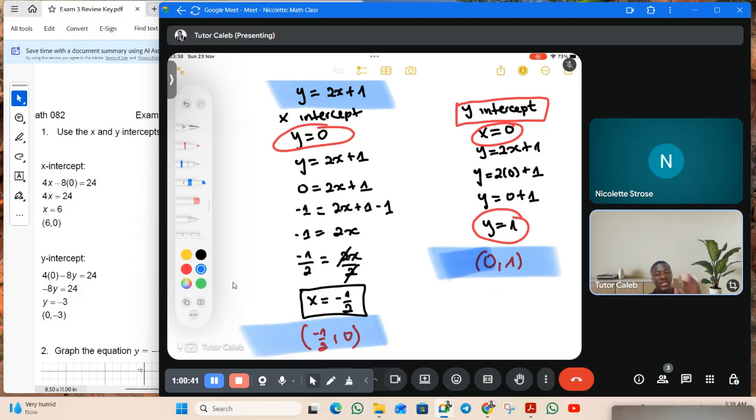We said every time a line cuts the y-axis, x coordinate is always 0. So we said x equals 0. So we put 0 in the equation y equals 2x plus 1 wherever we found x. So this gave us a y value of 1. So that means that the coordinate of our y-intercept was 0 and 1. We had those two coordinates.